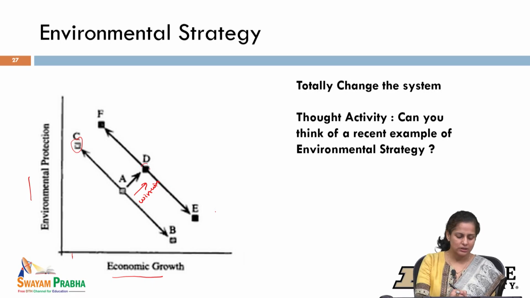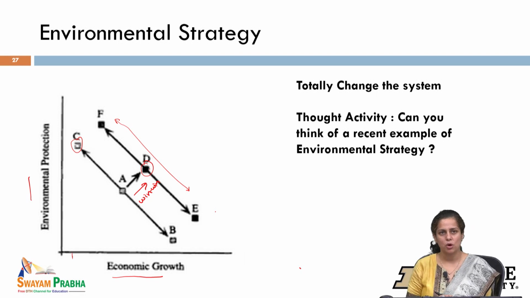However, once we reach this new equilibrium, we can then move along this line to think about where we are going to optimize to reach the environmental protection and economic growth balance. So, this is where we have strategic decision making.